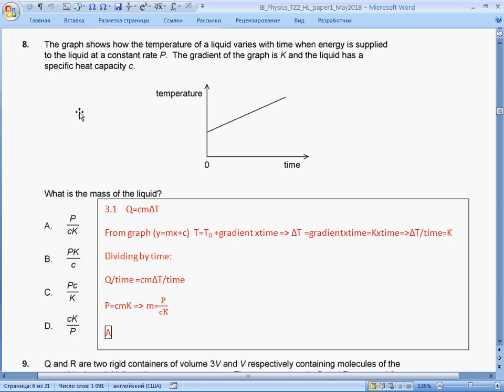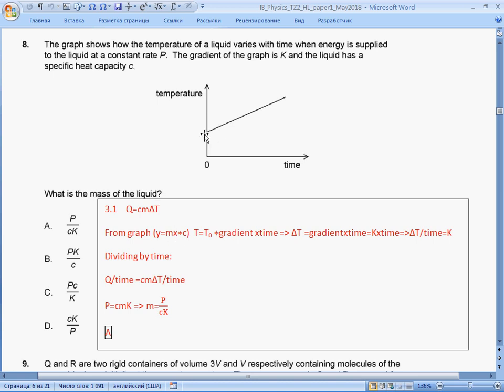Question 8. The graph shows how the temperature of a liquid varies with time when energy is supplied to a liquid at constant rate P. The gradient of the graph is K, and the liquid has a specific heat capacity C. What is the mass of the liquid? From section 3.1 of the booklet, energy is linked to temperature change.